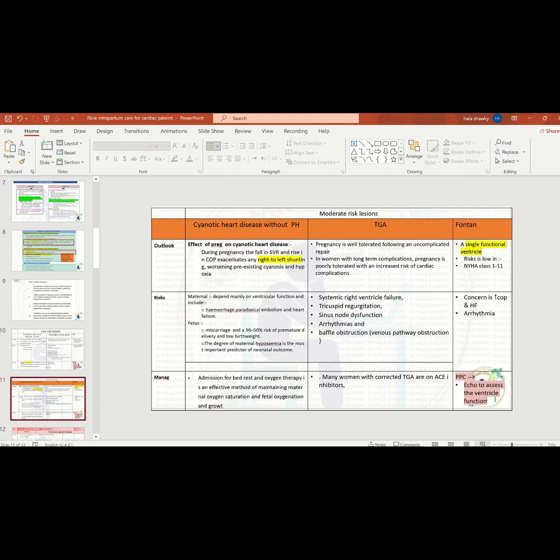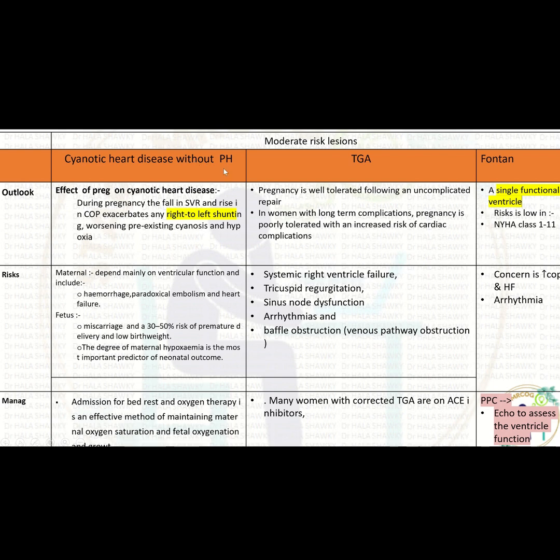Moderate risk lesions. We have cyanotic heart disease with pulmonary hypertension, transposition of great arteries, and Fontan circulation. Outlook is the most important here. Effect of the pregnancy on cyanotic heart disease: pregnancy, with fall of the systemic vascular resistance and rise in the cardiac output, will exacerbate the right to left shunt, and this will worsen the pre-existing cyanosis and hypoxia. And the risk depends on the ventricular function, including hemorrhage, paradoxical emboli, and heart failure.